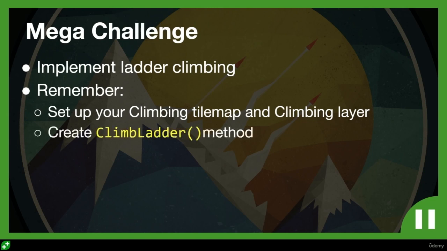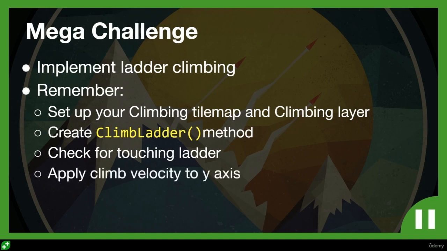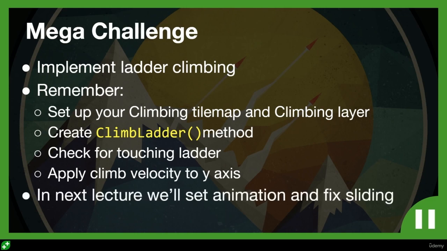To create the climb ladder method, check to see that we're touching the ladder, and apply climb velocity to the y-axis if we are pushing up or down. In the next lecture, we'll be setting the animation, and there's also an issue where the character slowly slides down the ladder, so don't worry about those just yet. We'll do that in the next lecture, but get the base functionality of climbing the ladder set up. Take on that challenge. See you back here when you're done.